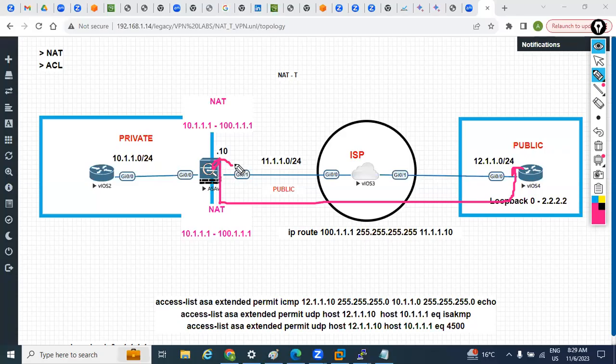Yes, guys, is this clear or not? Any doubts, any questions on the reachability of ASA and Site B? I hope all is clear, right? Yes, sir.